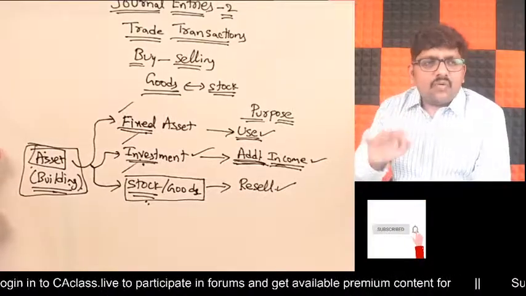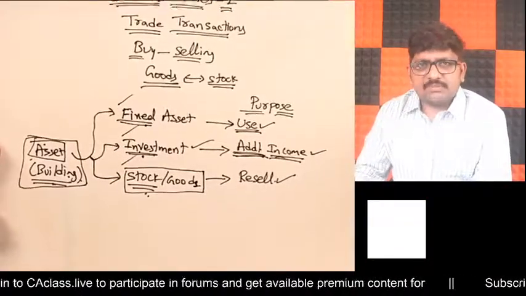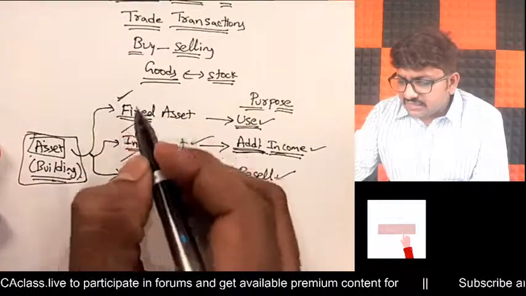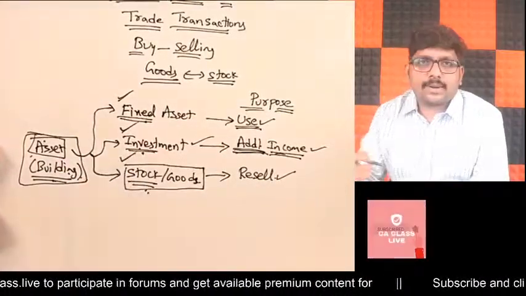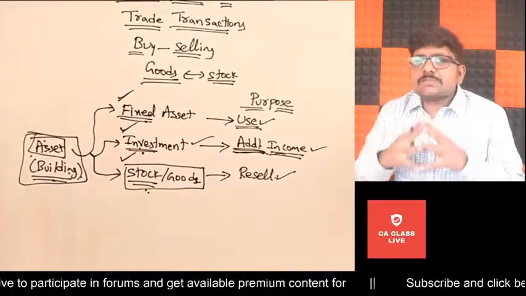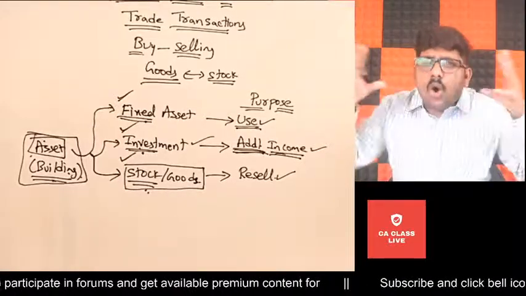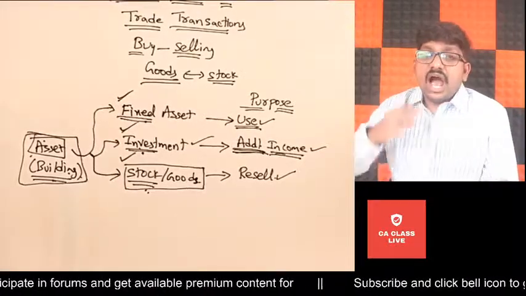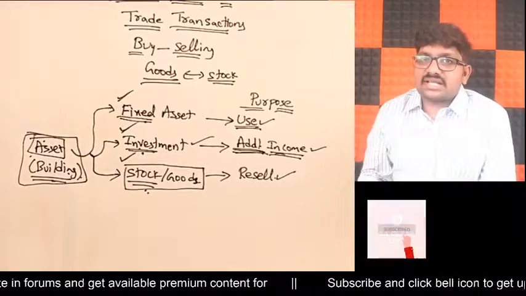Now why did we discuss all this stuff, sir? Very simple, ma. Out of these three, friends, fixed assets, investments, and stock, tell me which particular item will have more number of transactions, ma? Which item will have more number of transactions?